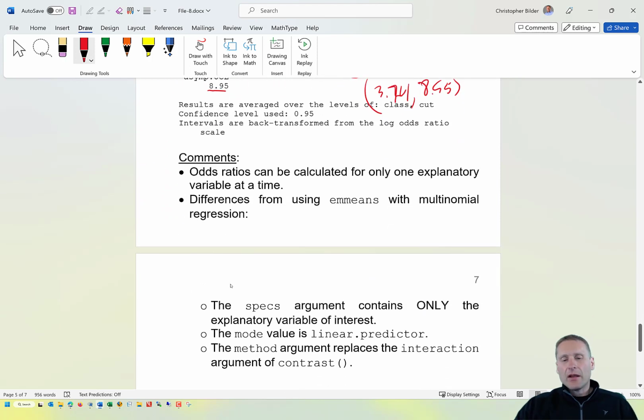Okay, so some final comments then. Again, I've already said this. This is only for one explanatory variable at a time, so you would need to repeat the process for the other explanatory variables in your model. And I've basically covered these differences of using emmeans with this model versus the multinomial regression model. Okay, so again, to interpret the effect that an explanatory variable has on the response when we have a proportional odds regression model, we go back to using odds ratios once again.